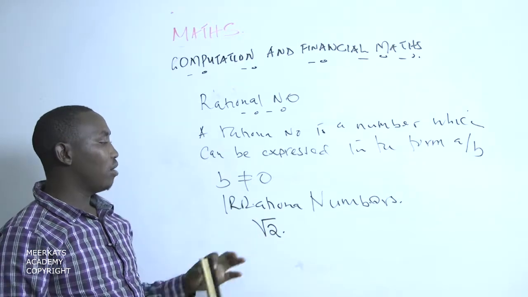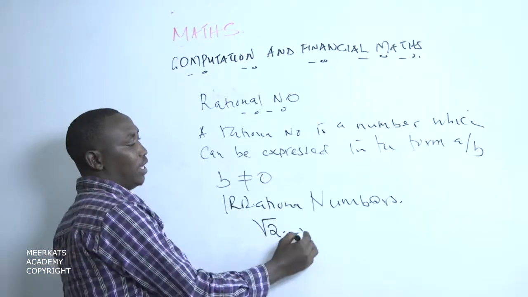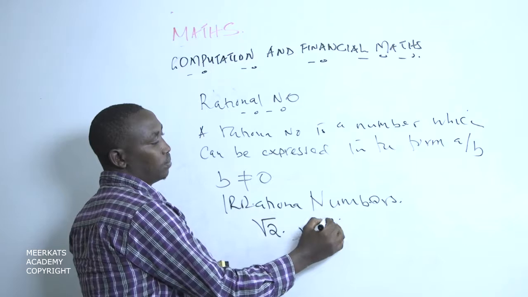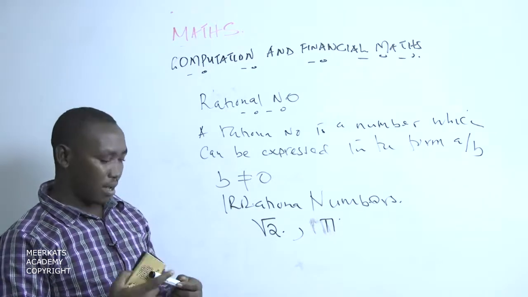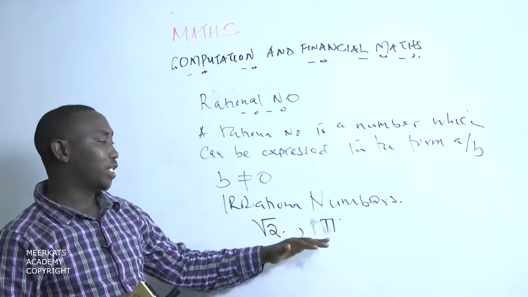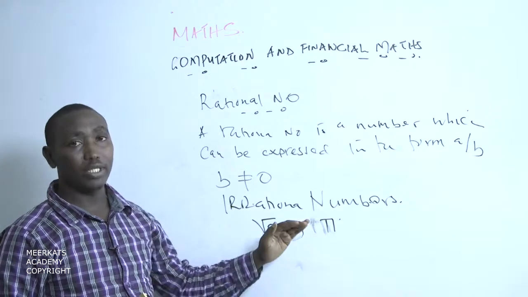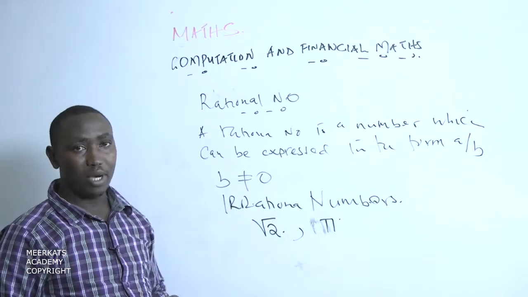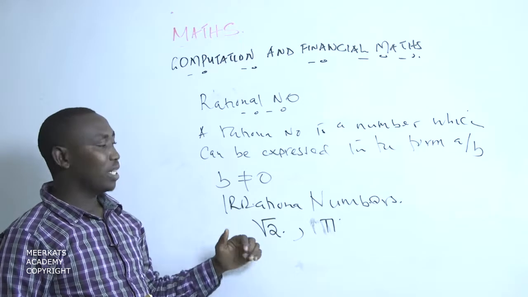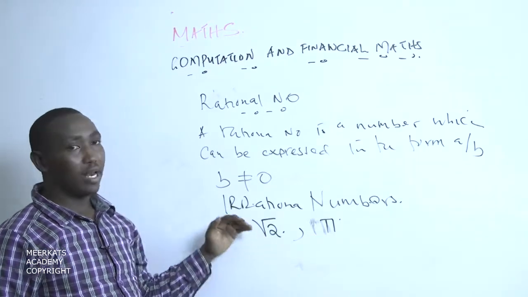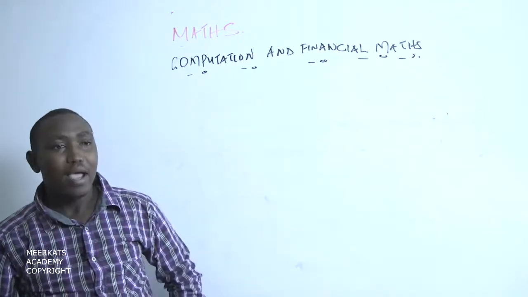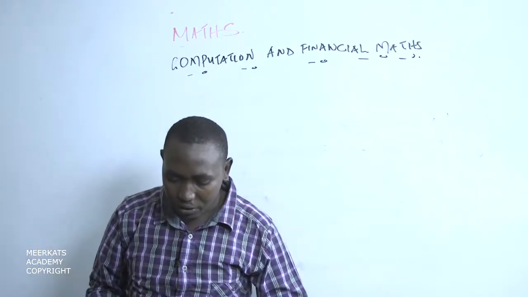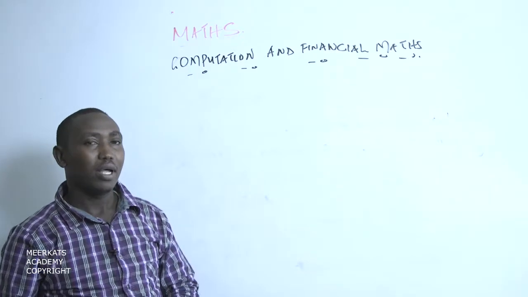Another good example of an irrational number is pi, which we normally approximate to a certain number of decimal places or significant figures. And another characteristic of these irrational numbers is that when you divide them, they can neither recur nor terminate.